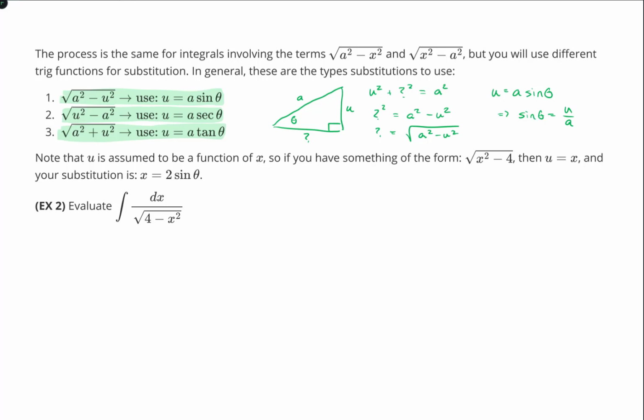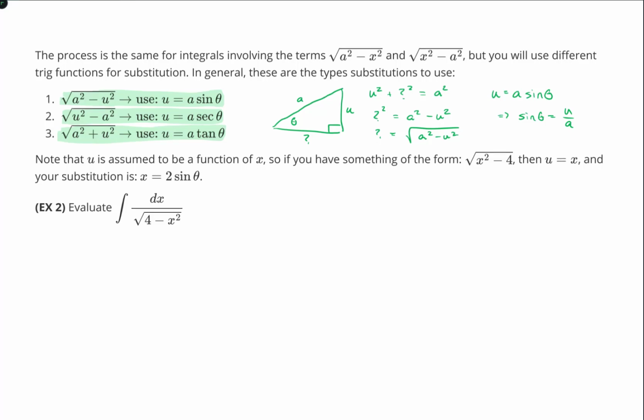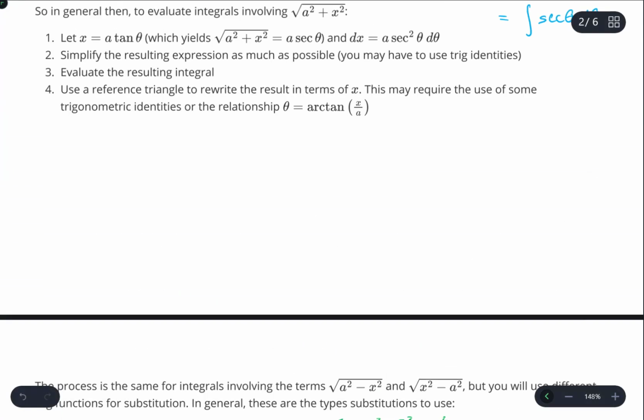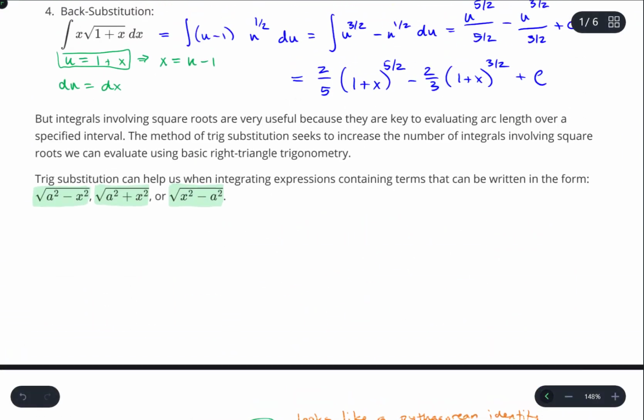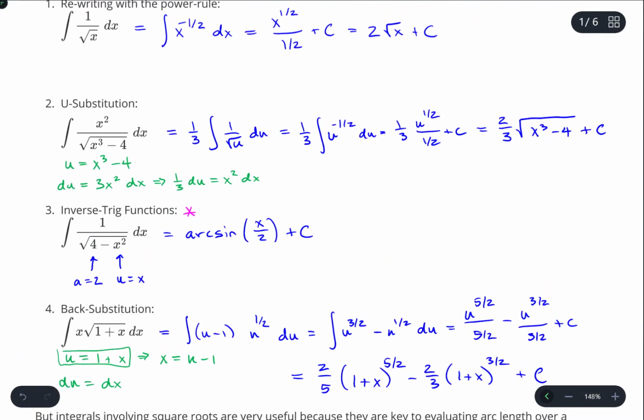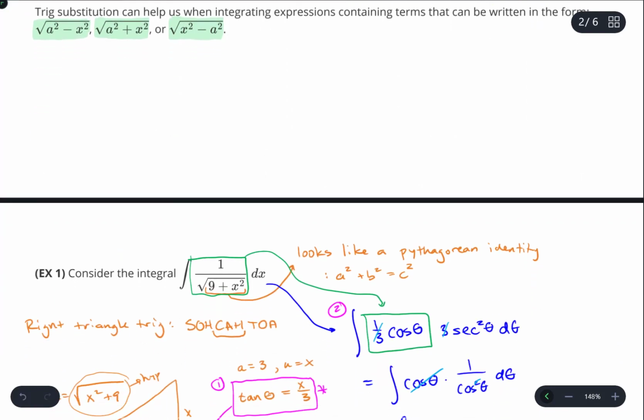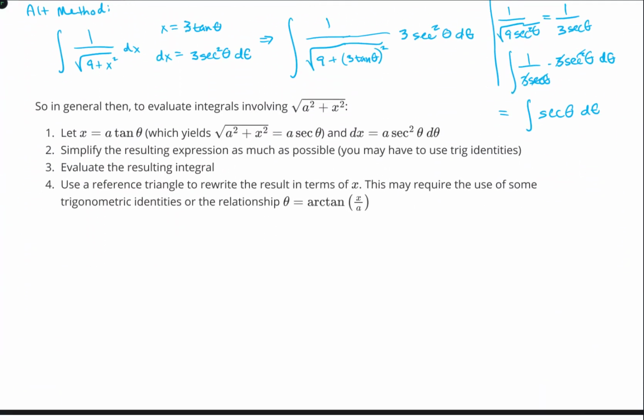Now, this example I have chosen on purpose. We've seen it before. And if you bear with me for just a second, I'm going to scroll up to where we saw it. It is this example right here. So the integral of 1 over the square root of 4 minus x squared dx. And we've already seen that this is equal to the arc sine of x over 2. But here we're actually going to see why that's the case. So let's go through this process and see how that works.